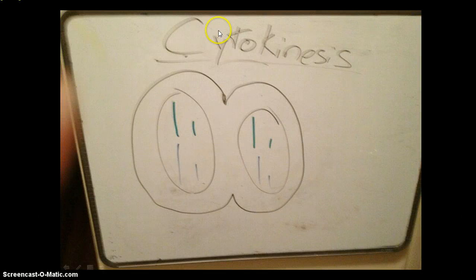And in cytokinesis, you can see the cleavage furrow coming, and this is where the 2 cells split apart and have 2 completely identical cells.